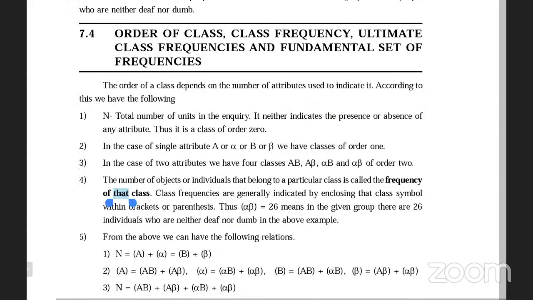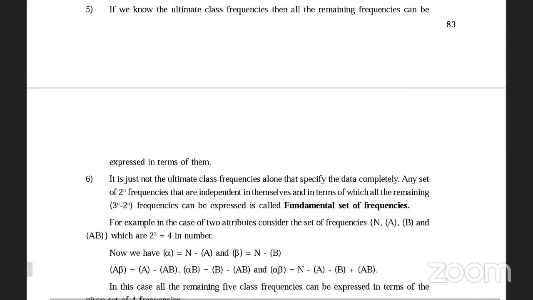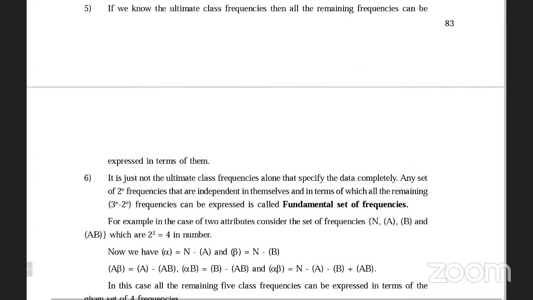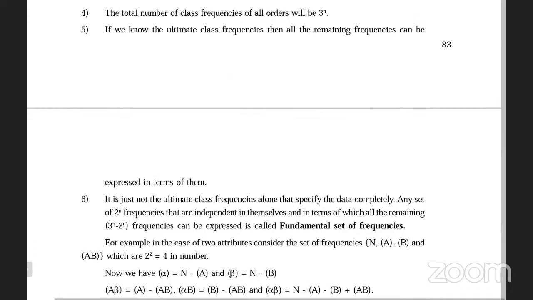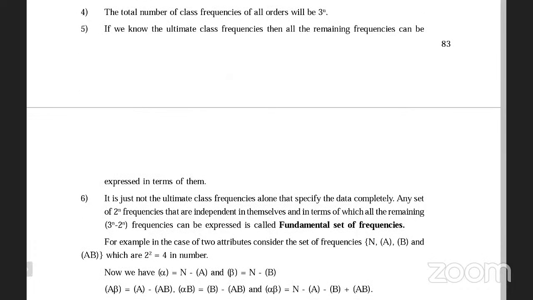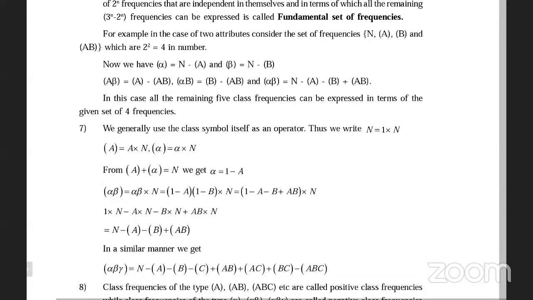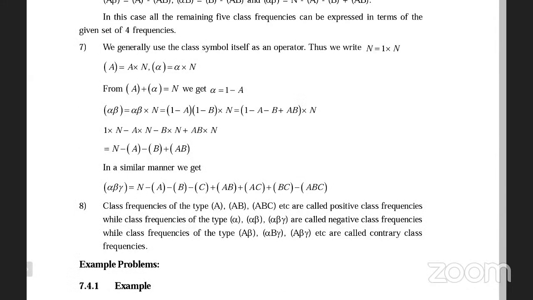If we come to the fundamental set of frequencies, it means how many we have in between one class frequency and another ultimate class frequency. In between, we can take out removals, such as A minus B, B minus C, and make such observations. And some more simple relationships follow from the fundamental set of frequencies. How we can do the problems will be explained in step 7 and step 8.